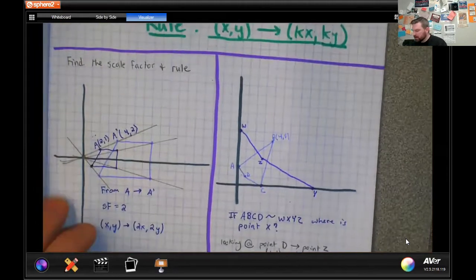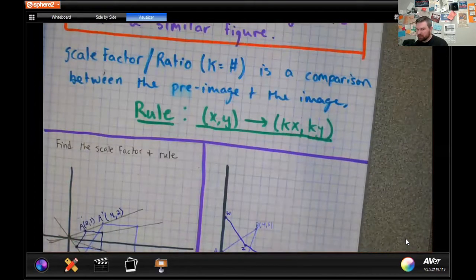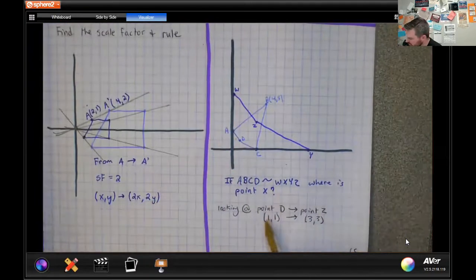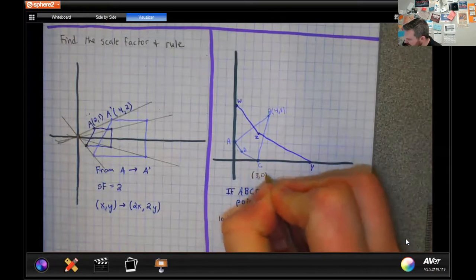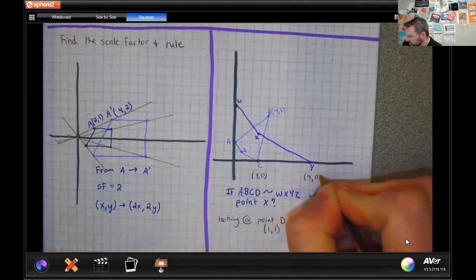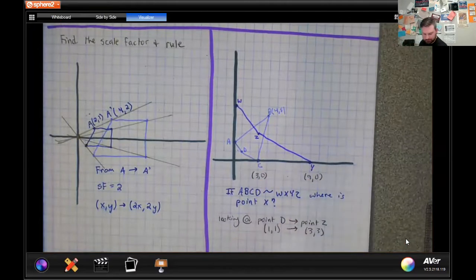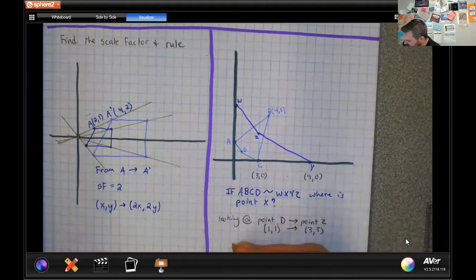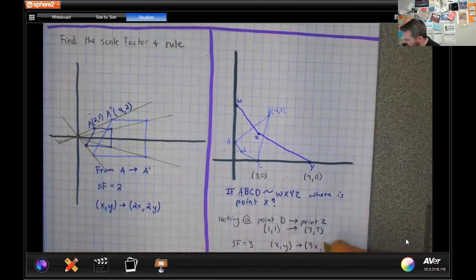Knowing that we have to multiply, not add, what number times 1 is 3, and what number times 1 is 3? We could also look at C to Y. C is 3, 0, and Y is 9, 0. So what do you multiply 3 by to get 9 and 0 by to get 0? That number is 3. So the scale factor equals 3, which is x, y goes to 3x, 3y.